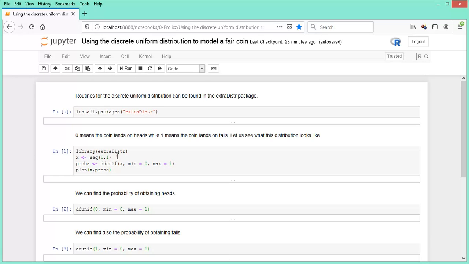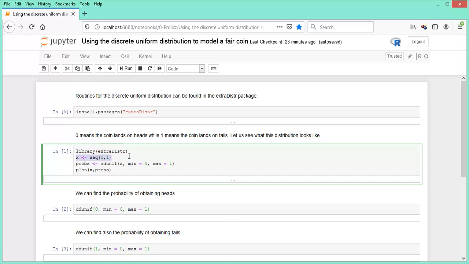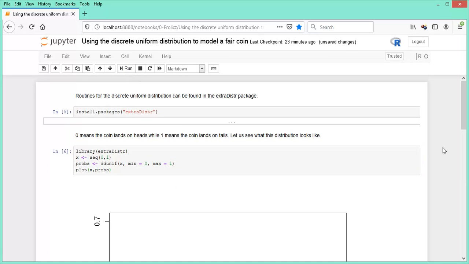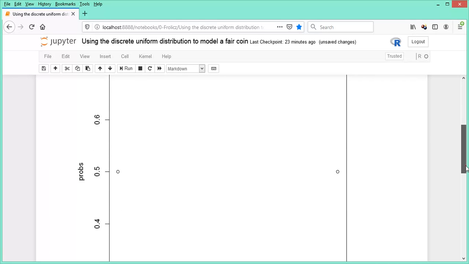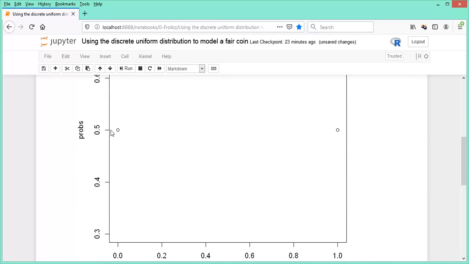So we declare a vector x which has two elements, 0 and 1, and then we use the dunif function to find the probability of each value of x, giving the parameters of the discrete uniform, the minimum value and the maximum value, which in this case are 0 and 1, and then we just plot the graph. We run that, and this is what our graph looks like. There's only two dots: heads with probability 0.5, and tails with probability 0.5. That's why it's called the discrete uniform distribution. Every outcome has the same probability.